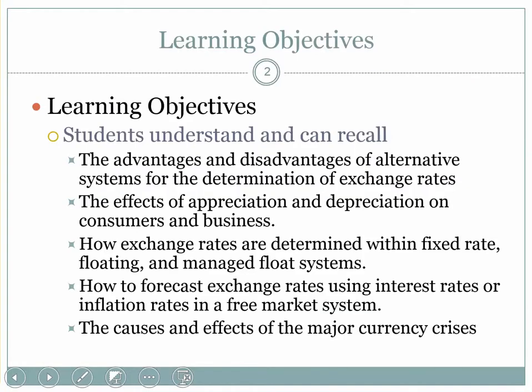In this topic, we're going to talk about the advantages and disadvantages of differing exchange rate systems, the effects of appreciation and depreciation, how exchange rates are determined within fixed rate, floating, and managed rate systems, and how to forecast exchange rates using interest rates and inflation. And lastly, the causes and effects of major currency crises.